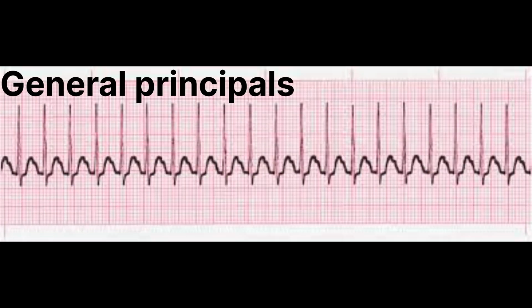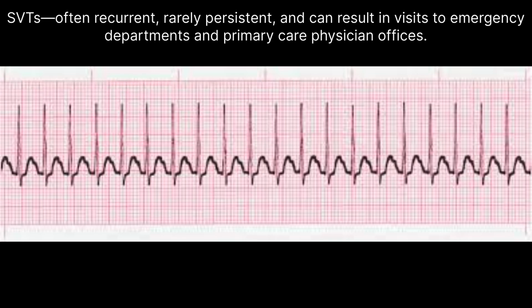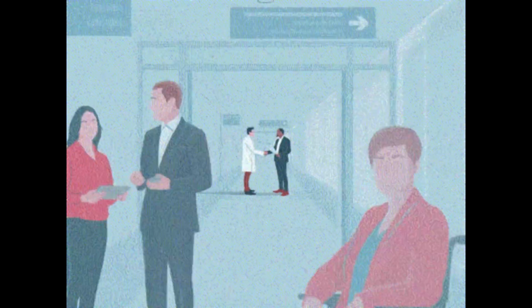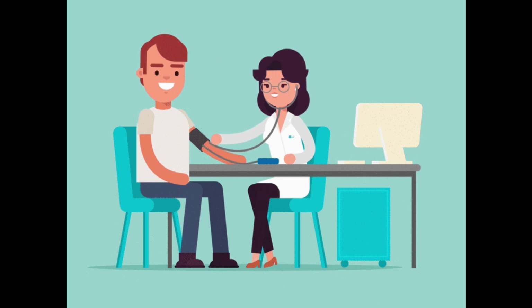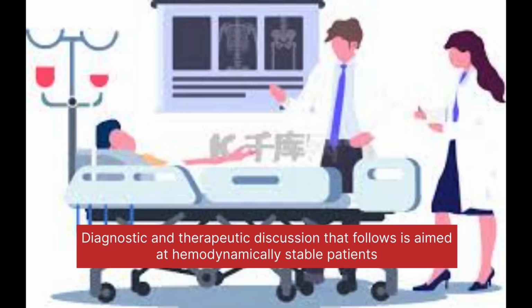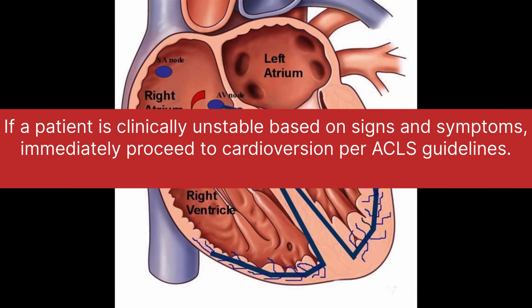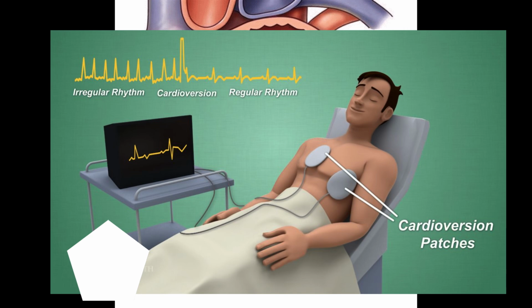General principles. Supraventricular tachycardias are often recurrent and rarely persistent and can result in visits to emergency departments and primary care physician offices. Always begin with prompt assessment of hemodynamic stability and clinical status of the patient. The diagnostic and therapeutic discussion that follows is aimed at the hemodynamically stable patient. If the patient is clinically unstable based on signs and symptoms, immediately proceed to cardioversion as per ACLS guidelines.